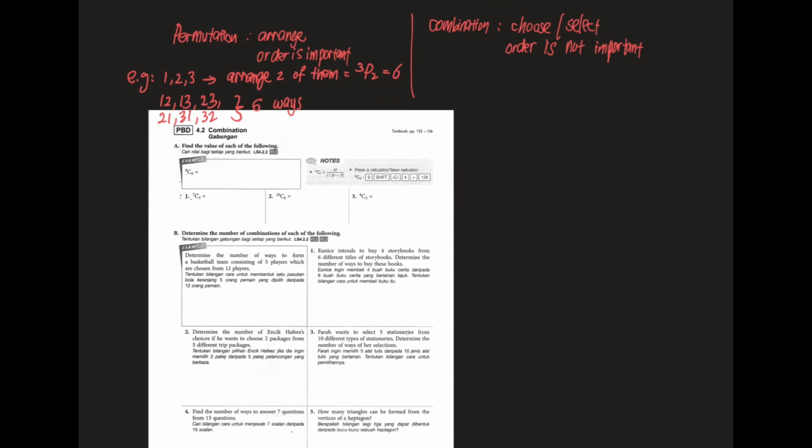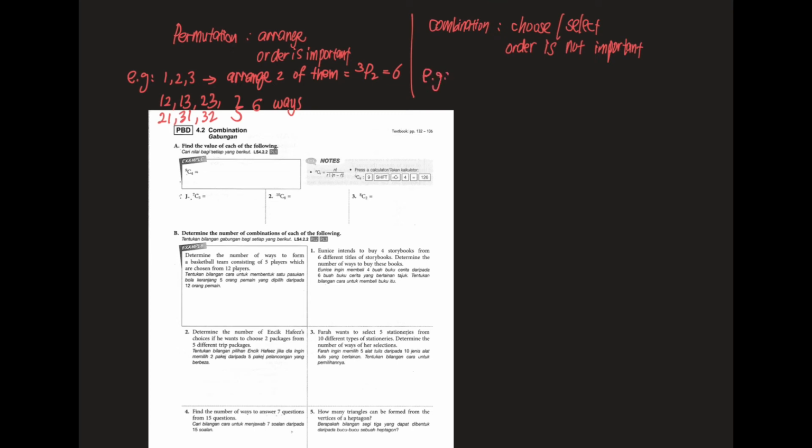Order is important. That means like for example 1, 2, the order is 1 first, 2 second. This is the order. 2, 1 is the opposite order, 2 first, 1 second. So order is important. That means which comes first, which comes second is important. That is order. Combination, right? Order is not important.